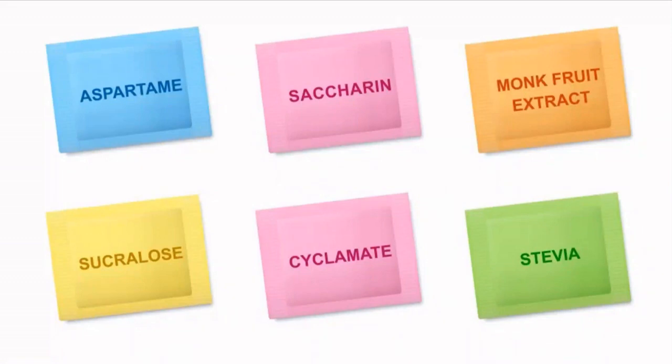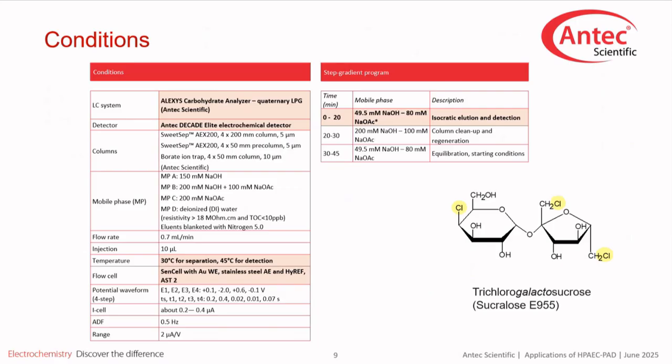Well, from nature's sweetest gift to science's sweetest trick, let's explore artificial sweeteners. 3-chloro-galactose sucrose, better known as sucralose, is a unique trichlorinated disaccharide that we can separate using the SweetSep AEX200 method, which involves a sodium hydroxide and a sodium acetate gradient, followed by pulsed amperometric detection.